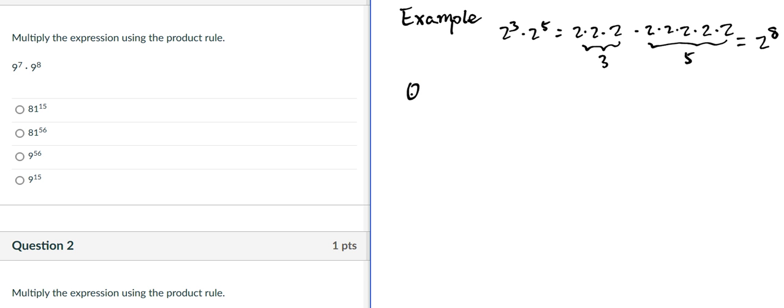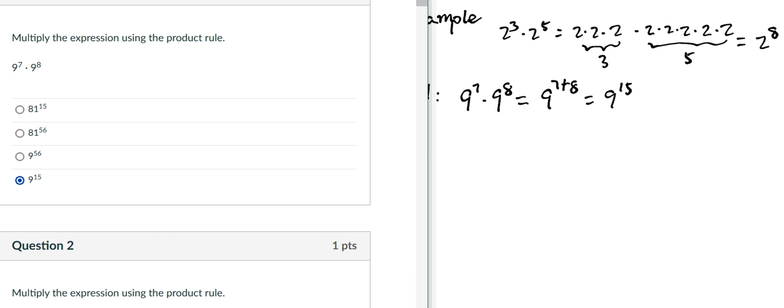And then the question 1 here, what do we have is 9 to the 7th times 9 to the 8th. So by the same token, we have 9 to the 7 plus 8, which is 9 to the 15th. So which one is correct answer? One right here. 9 to the 15th.